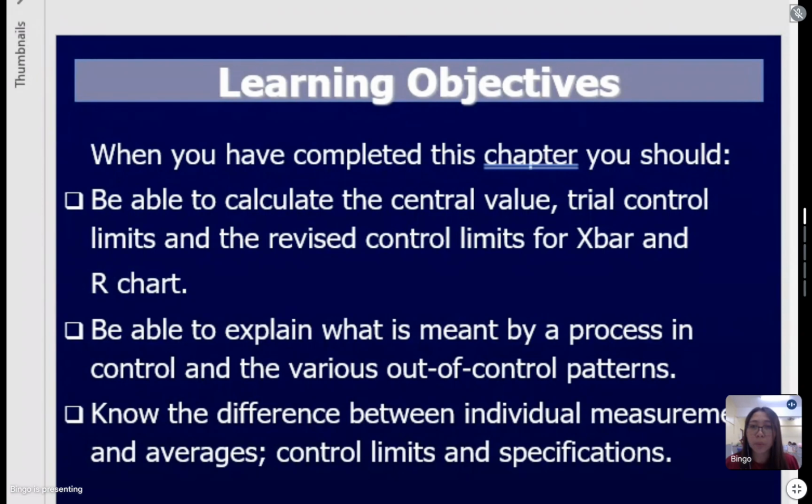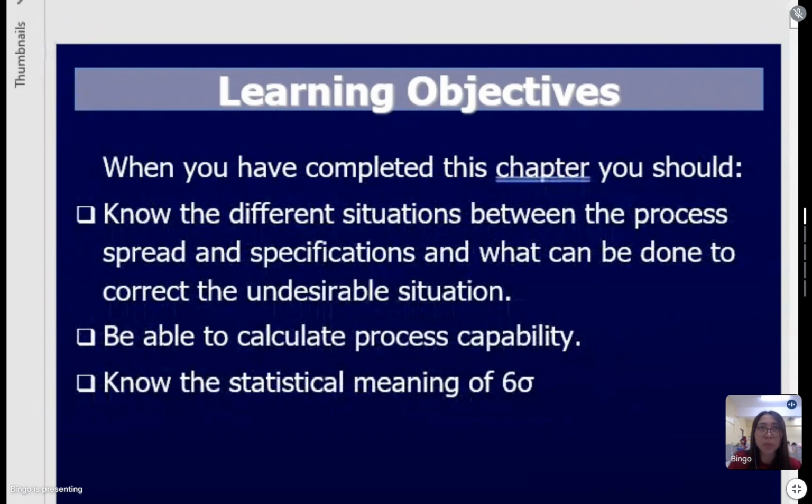Okay? So be able to explain what is meant by a process in control, and the various out of control patterns. We have that one nung sa QMS natin, so meron tayong out of control, control limits. Know the difference between individual measurements and averages, control limits, and specifications. Yung una naman dito ay madali lang kasi we're just going to get the mean and the range. Alam ko naman na you are knowledgeable na about that one, right? Hindi na kayo mahihirapan kasi alam niyo na how to get the mean and the range.